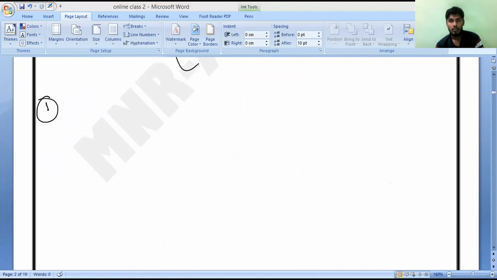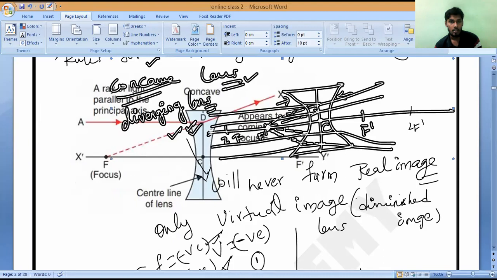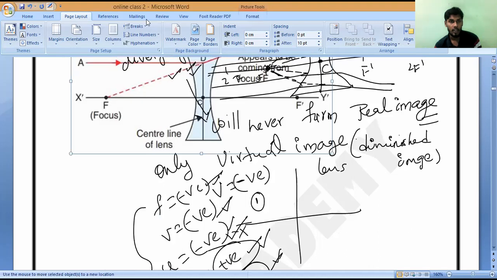A ray of light which is parallel to the principal axis of a concave lens appears to be coming from its focus after refraction through the lens. Note it down fast, all of you.